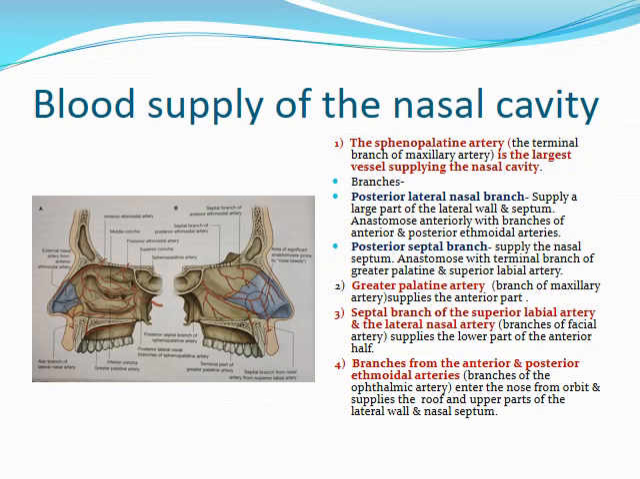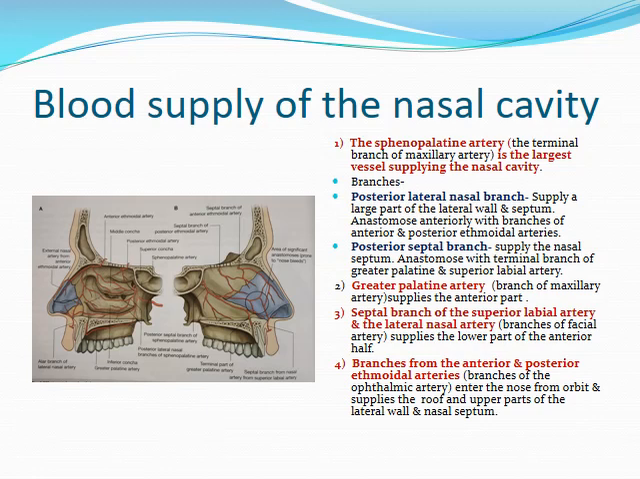The posterior lateral nasal branch supplies a large part of the lateral wall and septum, and it anastomoses anteriorly with the branches of the anterior and posterior ethmoidal arteries. As for the posterior septal branch, it supplies the nasal septum and anastomoses with the terminal branch of the greater palatine and superior labial artery.